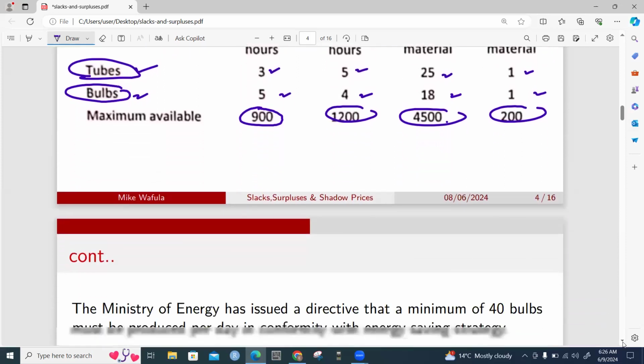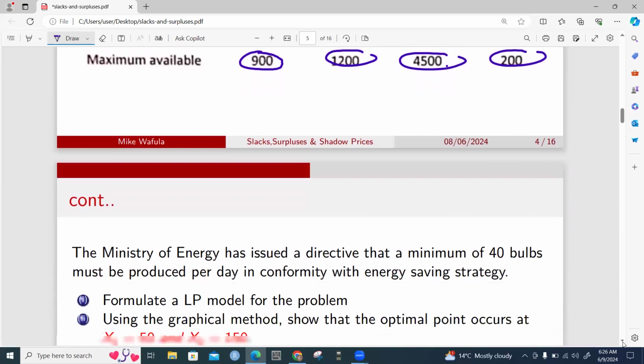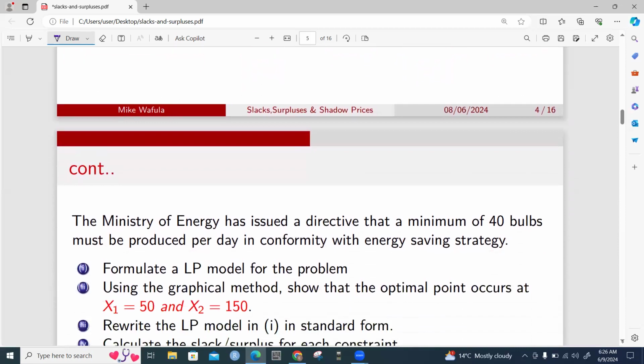But before that, there's an additional constraint. We are told the Ministry of Energy has issued a directive that a minimum of 40 bulbs must be produced per day, and this is in conformity with the energy saving strategy. And so this is an additional resource constraint. So we need to formulate the linear programming model.